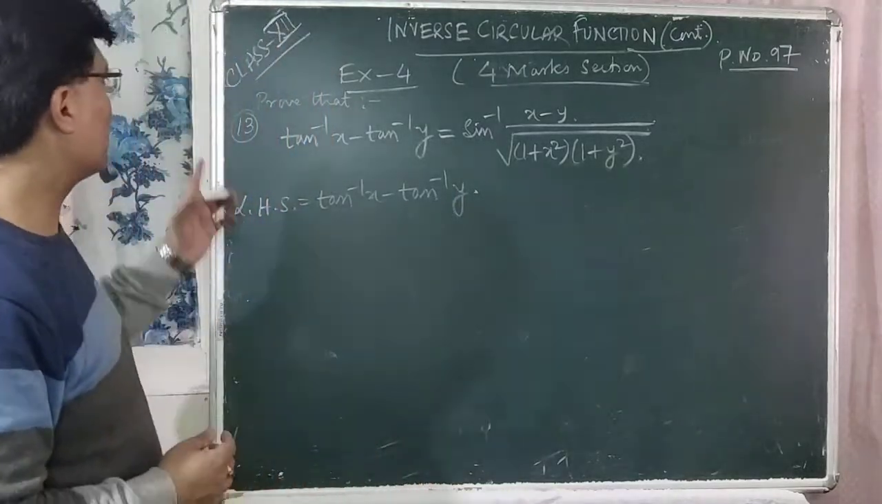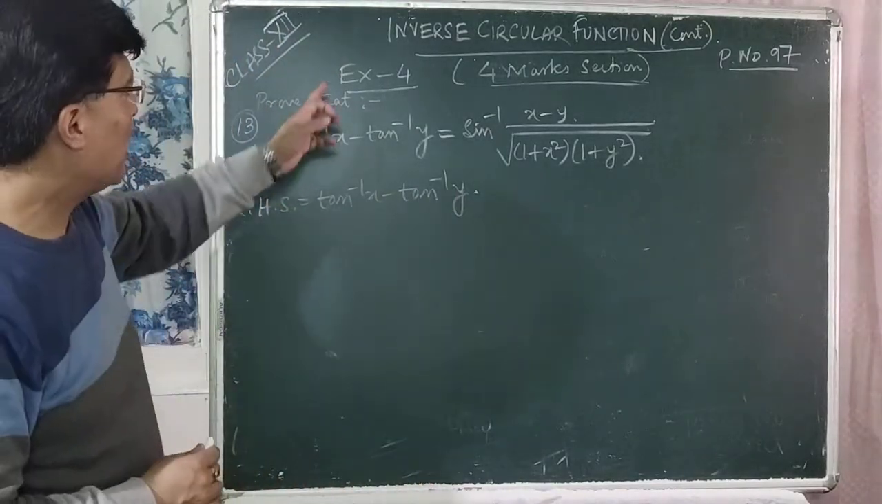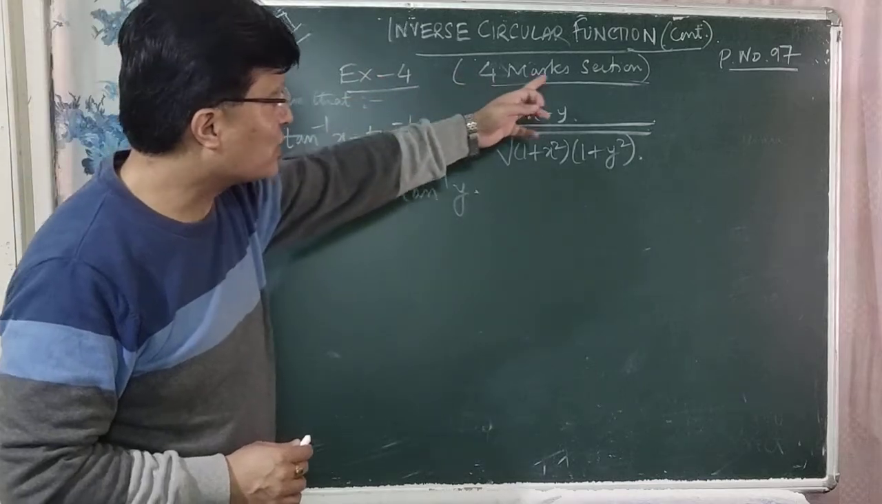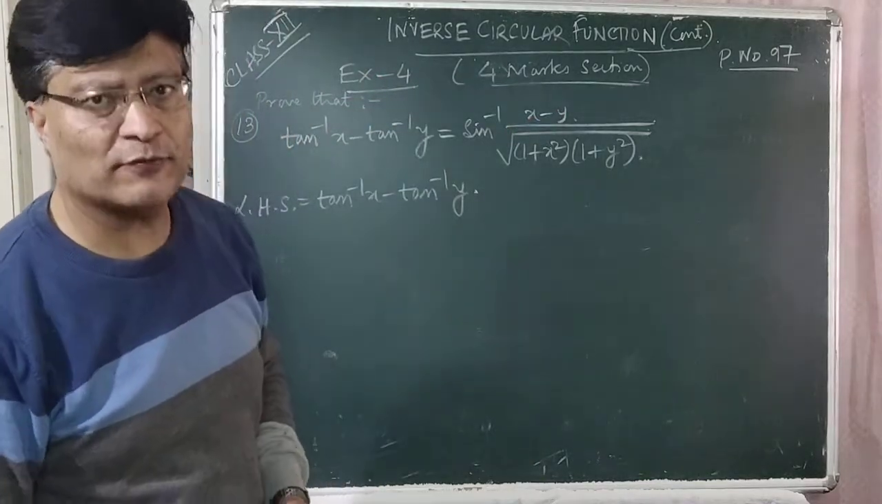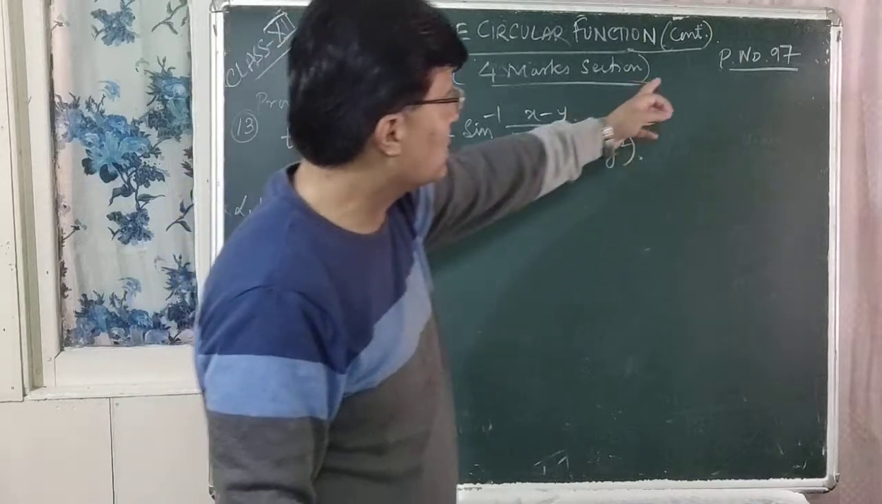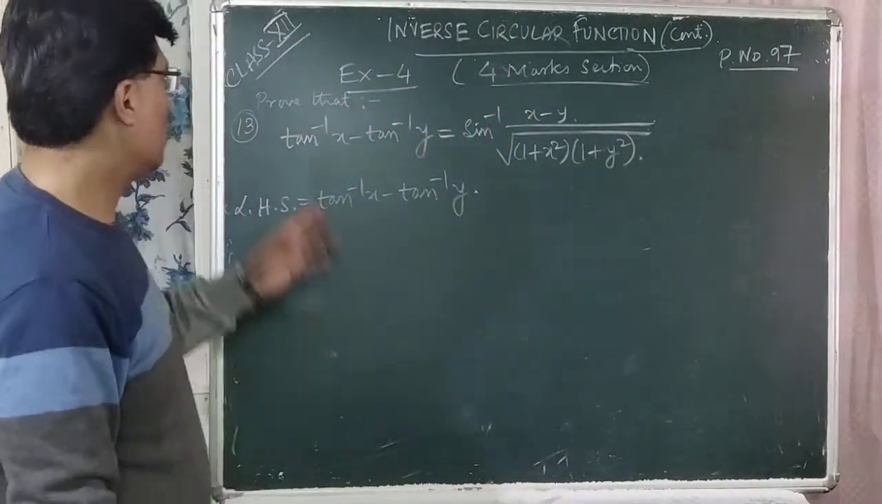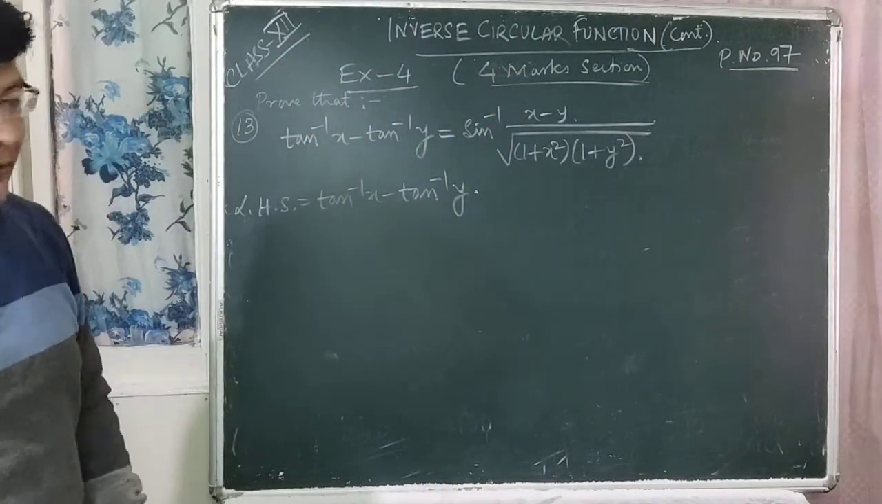So let's do from question number 13, that is exercise for 4 marks section. This is of section 4 marks, okay? And page number is 97. So let us prove this question number 13.